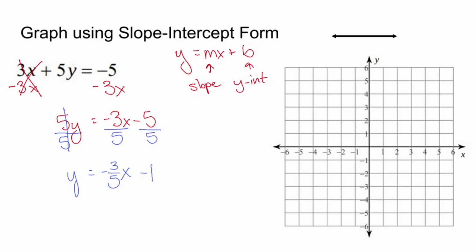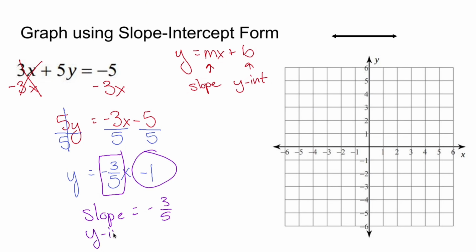Now that I have y all by itself, I can identify my slope, which is the number in front of x, so let's write that out. Slope is going to be negative 3 over 5. And I can identify my y-intercept, which is the number that's just floating around right there, which is negative 1. Now, in order to graph using slope-intercept form, you're going to start out by drawing a dot on the y-axis where your y-intercept is. So since my y-intercept is negative 1, here's my y-axis. Let's go to negative 1 and put a dot there.